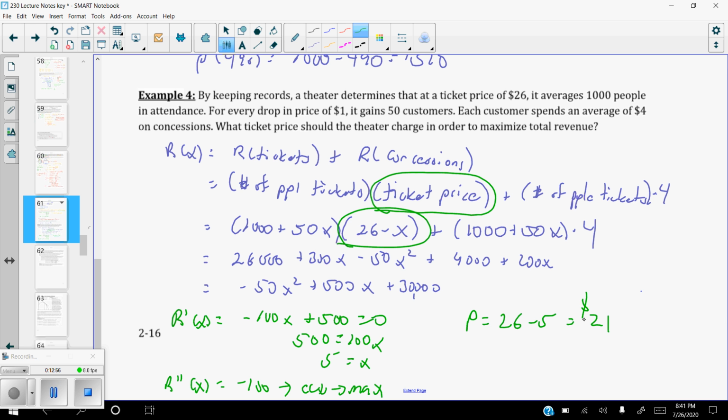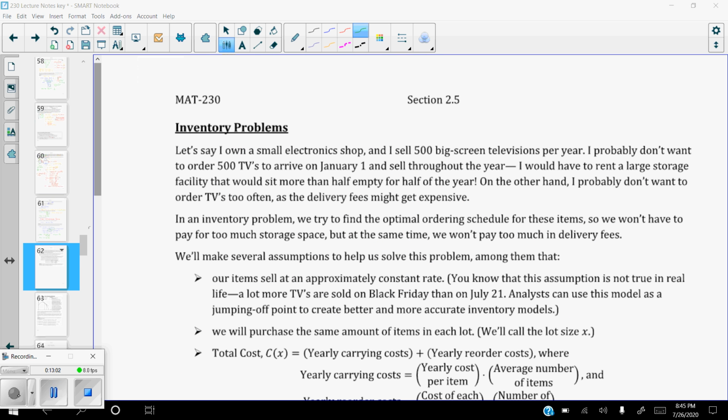All right, one more to go. And this one will be a little bit different. We'll walk through that one slowly. All right, in our last example, we're talking about inventory problems. The biggest part about this one is going to be the setup.